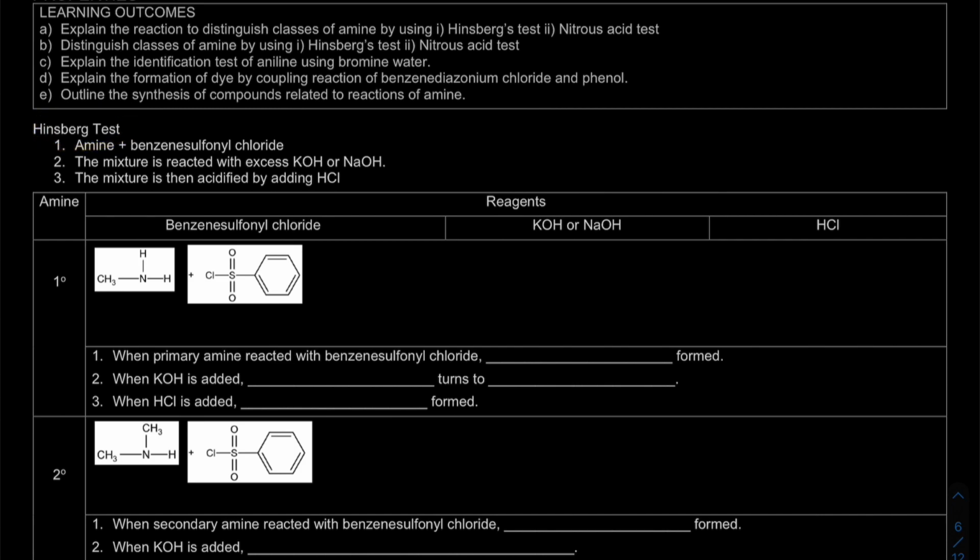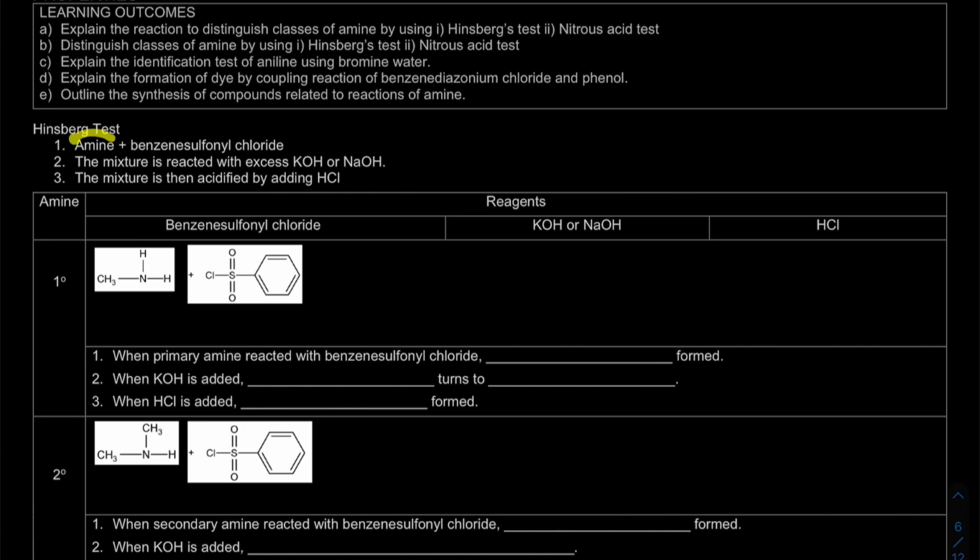Okay, so for the Hinsberg test, actually it has 3 steps. Dia reaction dengan different reagent. First, amine ni kita akan reaction dengan benzene sulfonic chloride. Once kita reaction ni, kita akan form mixture. Then the mixture is reacted with excess base, sodium hydroxide or potassium hydroxide. Then kita acidified dia pula. The mixture is then acidified by adding HCl.